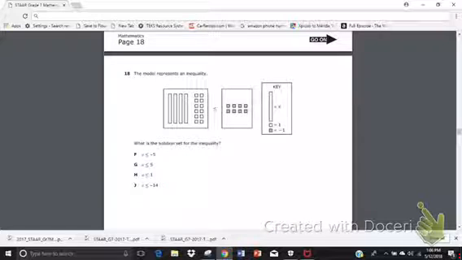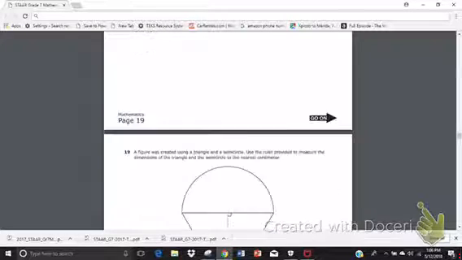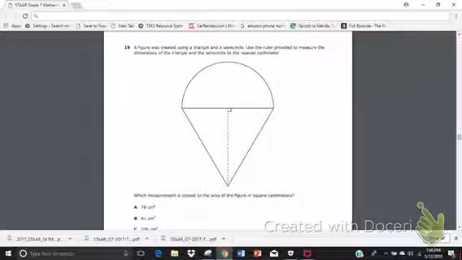Alrighty, so going on here. Number 19. A figure was created using a triangle and a semicircle. Use a ruler provided to measure the dimensions of the triangle and the semicircle to the nearest centimeter. Kiddos, we're working with the area here, guys.